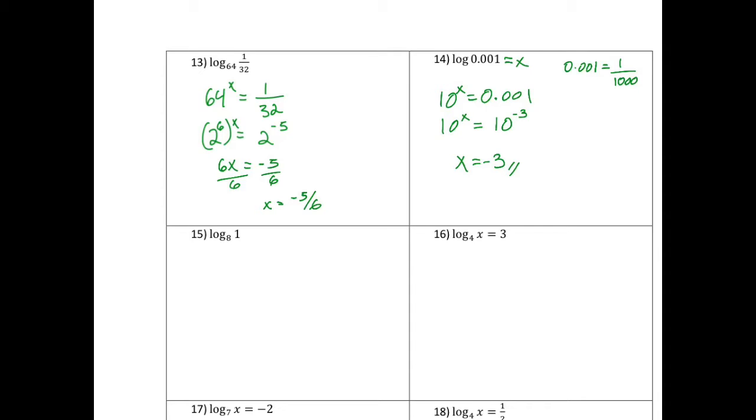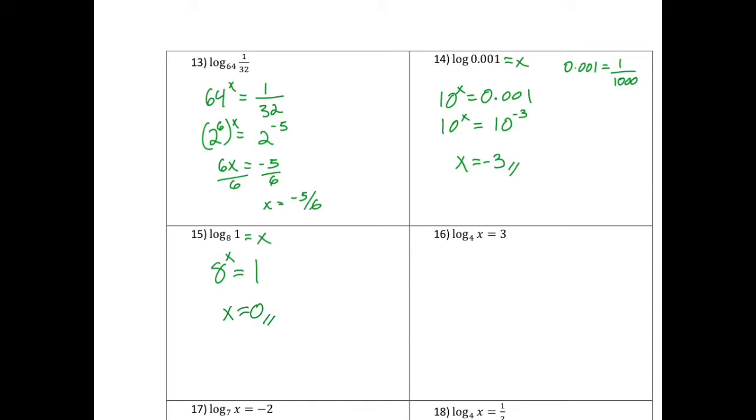Now number 15, again, I'm going to equal that to x. So a to the x equals 1. And we know as property of exponent that anything that you raise to 0 equals 1. So that means that x equals 0.